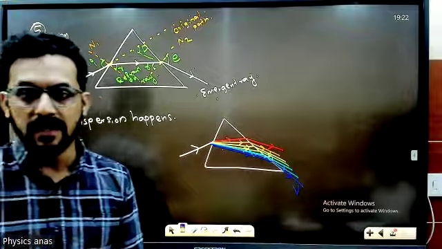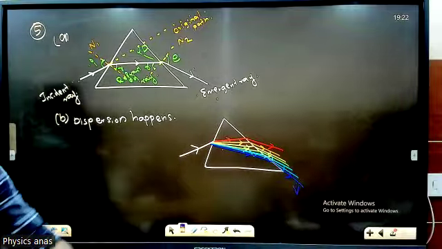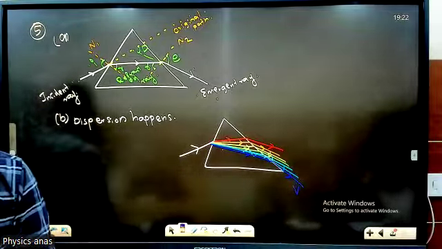Got it? Trini, is that okay? Abdullah, is it okay now? This is dispersion by diffusion.